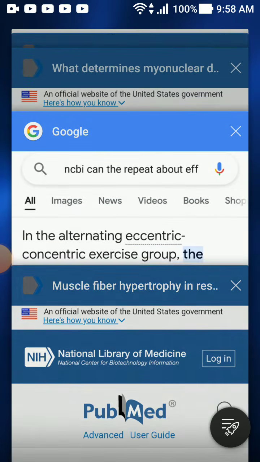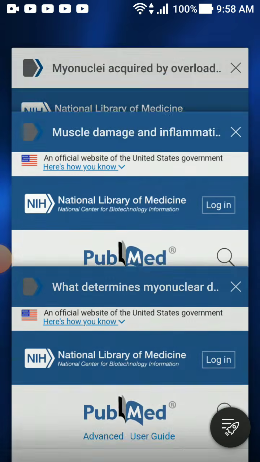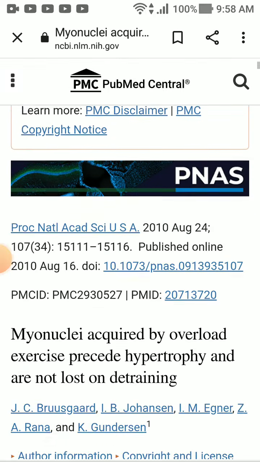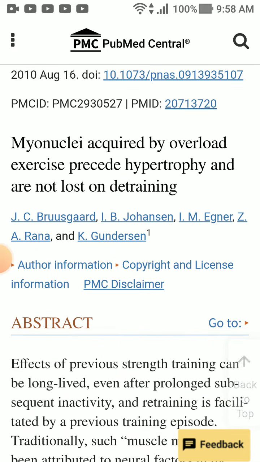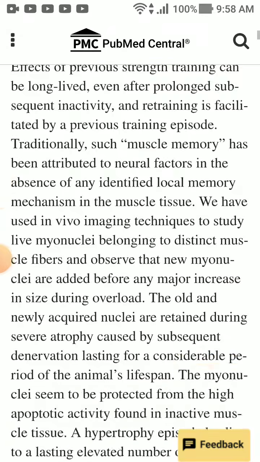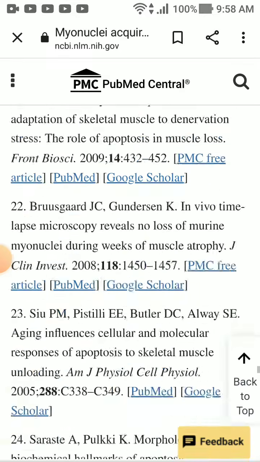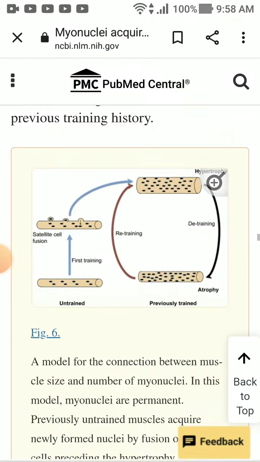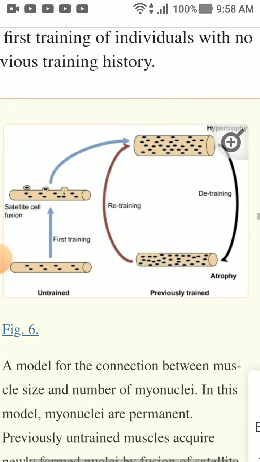So, when you come into the gym the very first time, you get something you probably have heard before. It's an NCBI paper, it's called Nuclei Overload, acquired by overload exercise, precise hypertrophy, are not lost on detraining. Okay, there's a map down here, and we'll just use this as reference. This little famous map here, see this here?